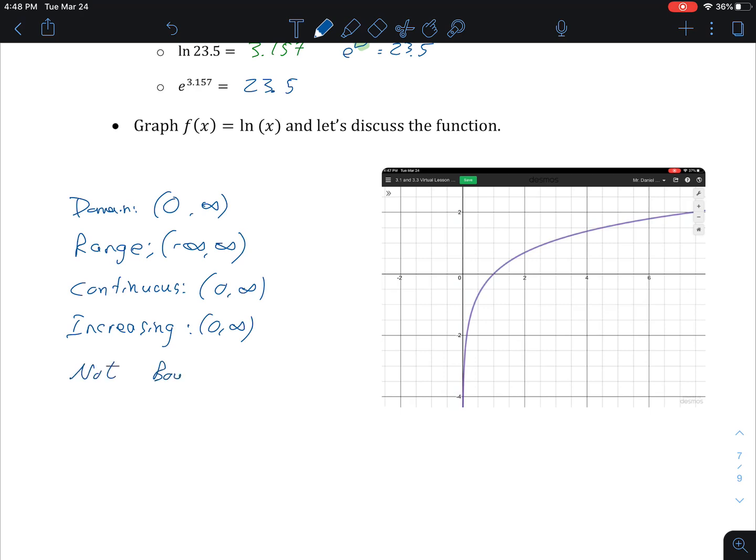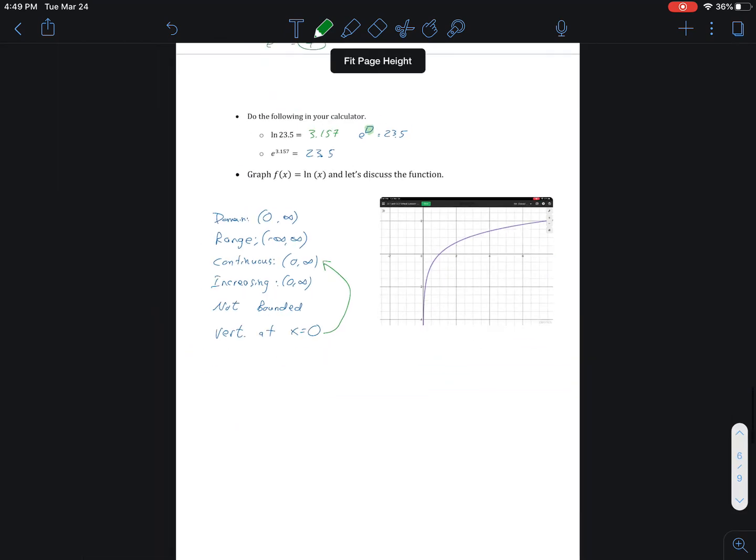Is it symmetrical? No. Is it bounded above or below? No, it's not bounded at all. It goes down forever, and as we said, it goes up forever. It's always increasing. There are no extrema. There's a vertical asymptote, but no horizontal, because this is gradually increasing forever. We can see the vertical asymptote at x equals 0. Although I'm continuous, I exclude the number 0 because my domain starts there, and that's where my asymptote is. A little like when we did domain and had to exclude where the asymptote was. It's kind of the same idea.